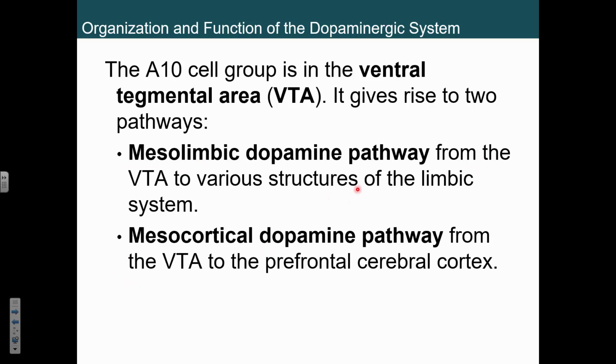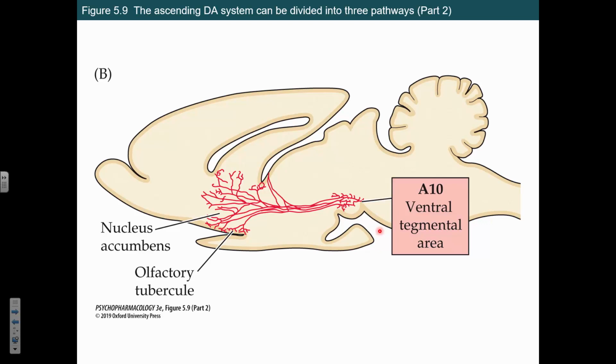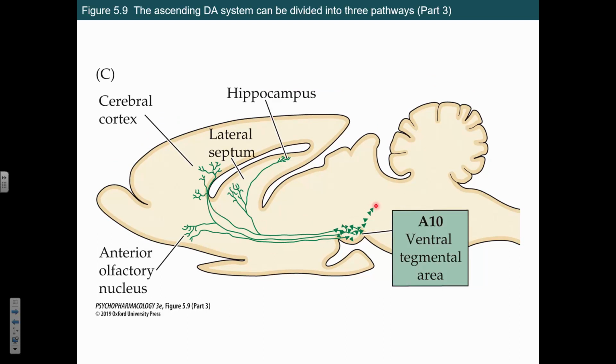Mesolimbic obviously goes to the limbic system, so we're thinking about nucleus accumbens and so forth. And the mesocortical is going to go up to your cortex. These are involved in reward and learning, memory, things like that, and drug addiction as well. So that's the VTA to the nucleus accumbens. And here's the VTA to your cortex. Also, as I said, learning and memory heading out there to your hippocampus.